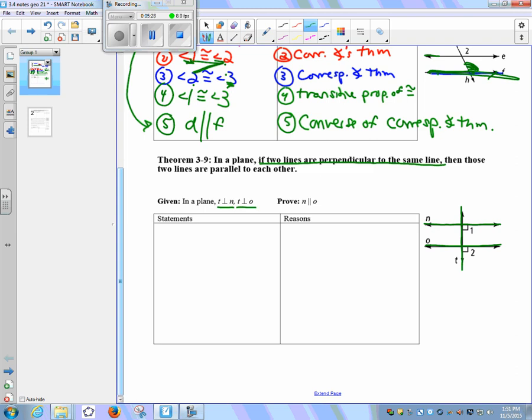So two lines, N and O, are both perpendicular to T, then N and O must be parallel to each other. Okay, how are we going to prove this? Well, look at what we have numbered here.